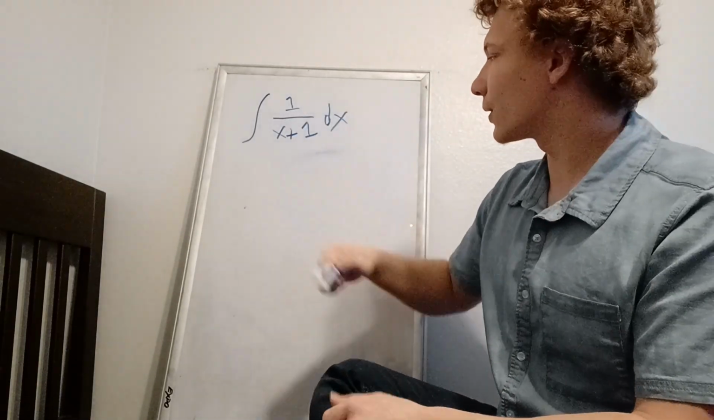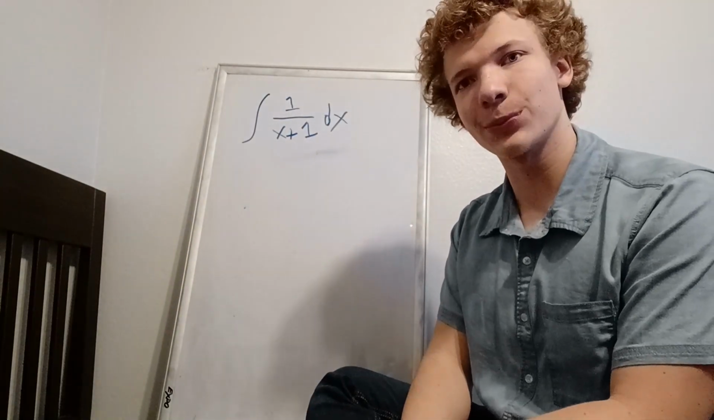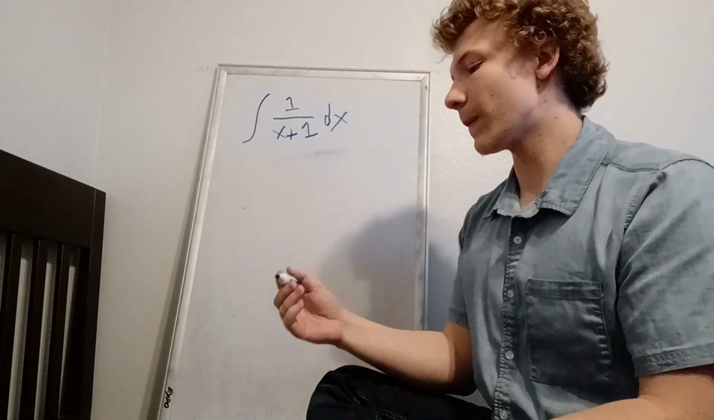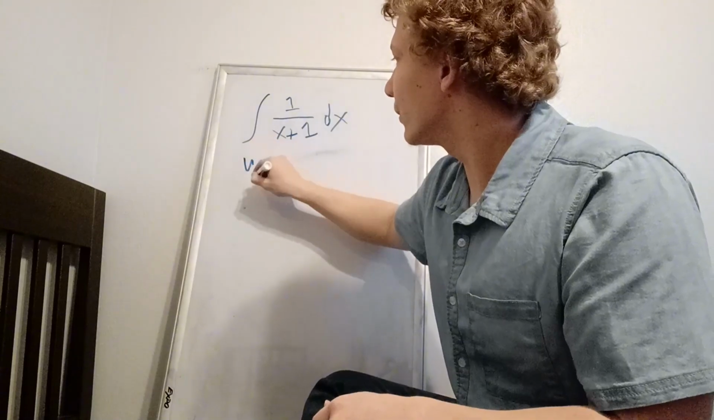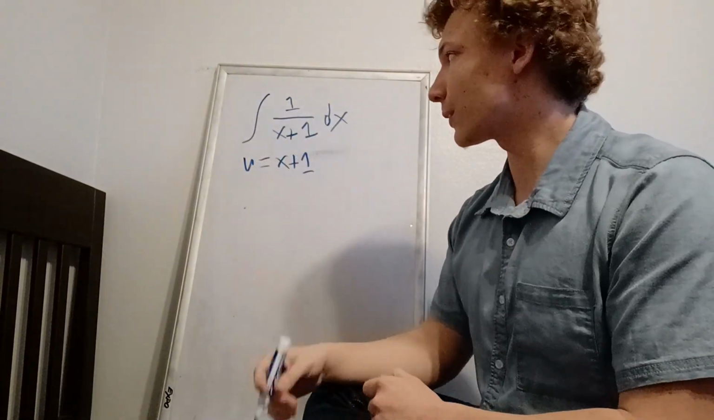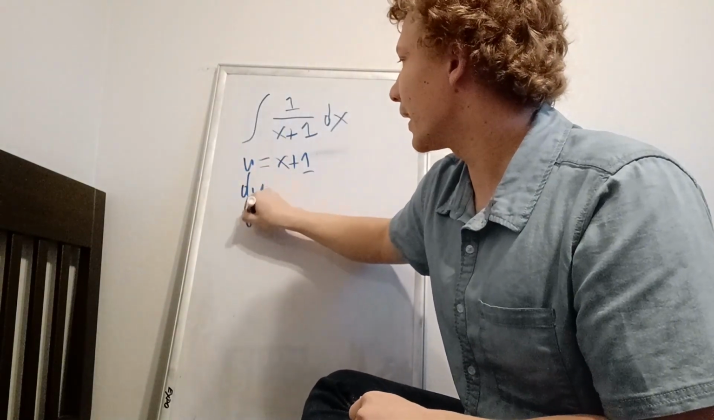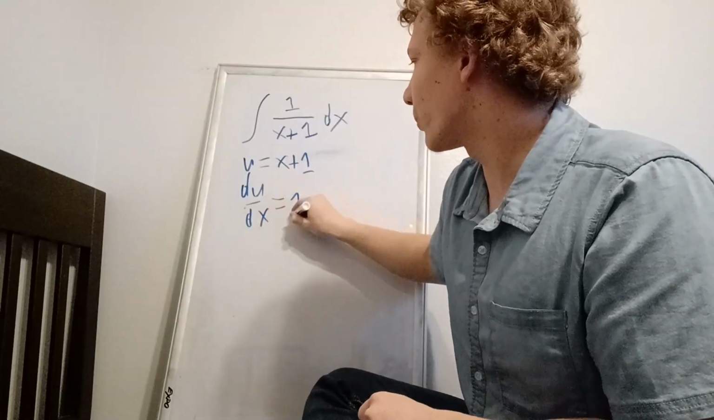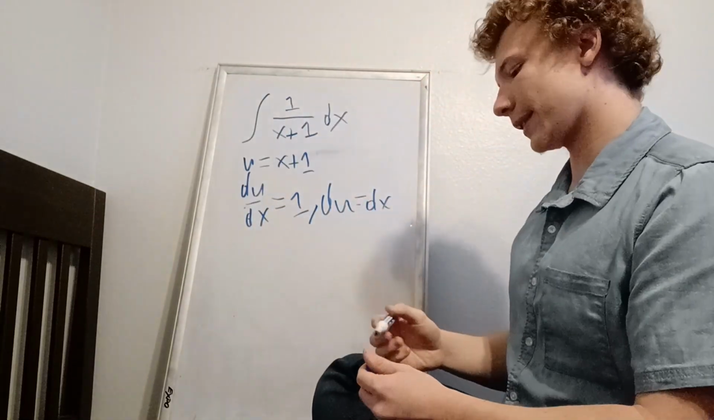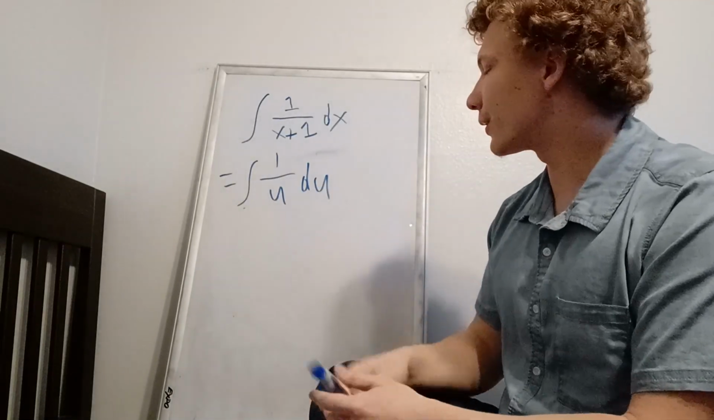Okay, perfect. But it's not 1 over x, is it? It's 1 over x plus 1. So what the heck? This is where we employ a u substitution. If we let u equal x plus 1, and then differentiate both sides with respect to x, we get that du/dx is equal to just 1. This means that du is equal to dx. What does that mean? It means that we can change the integral into the u world.